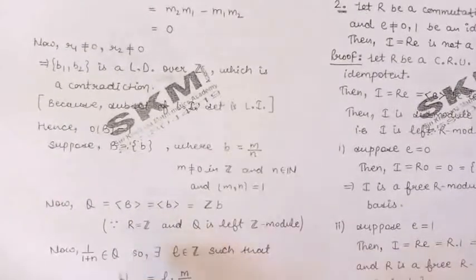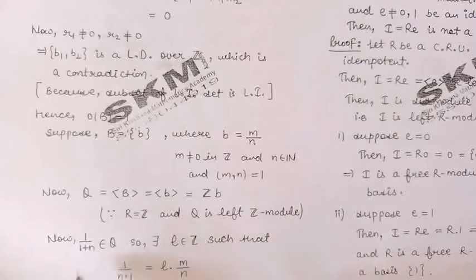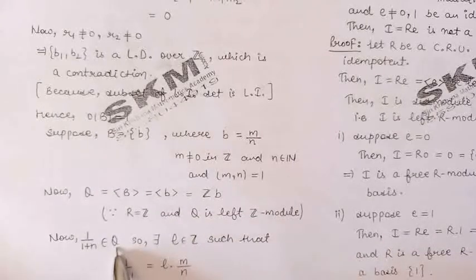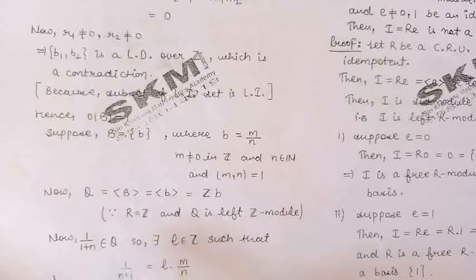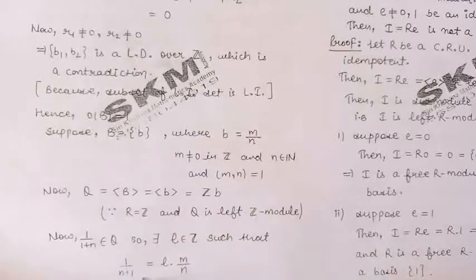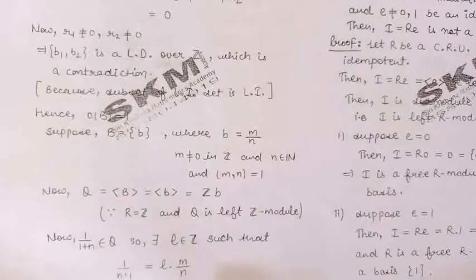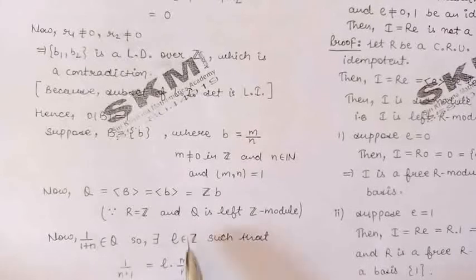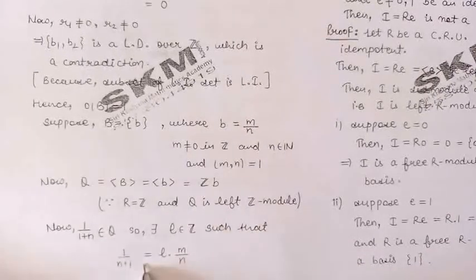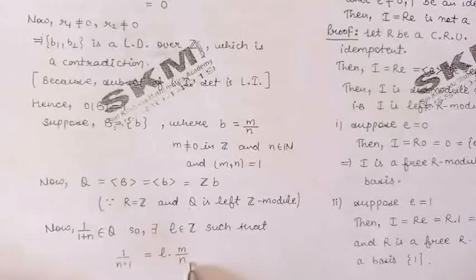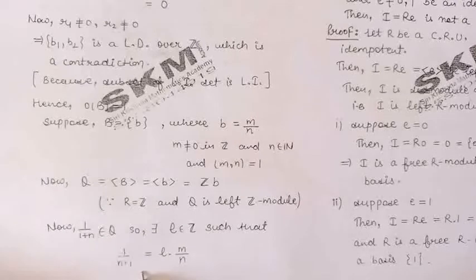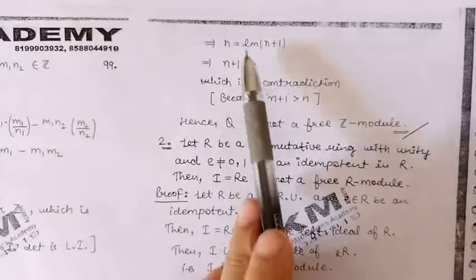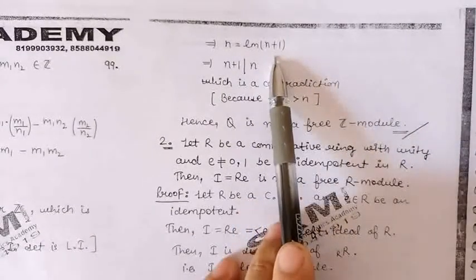So, if we take an element 1 upon 1 plus n belonging to the ring of rationals, then this element will be of the form of some integer times this element B. B we have taken of the form m by n, and the existing integer we have taken as l. So we can take 1 upon n plus 1 is equal to l into m by n. From here, let us find the value of n, which is given by l into m into n plus 1.